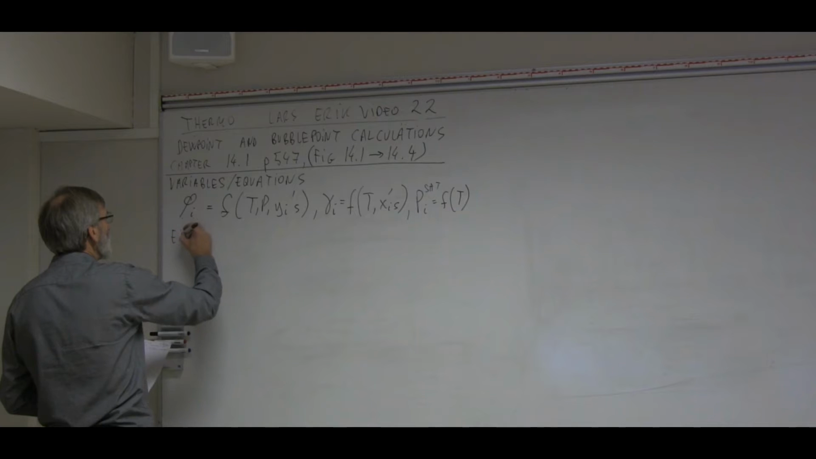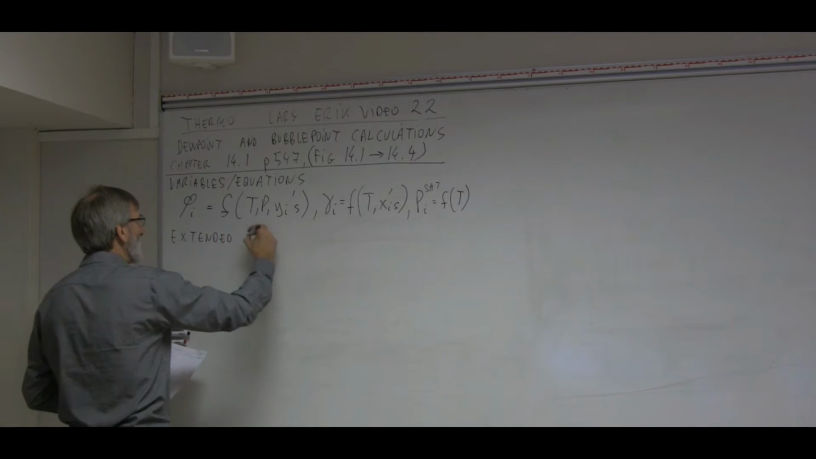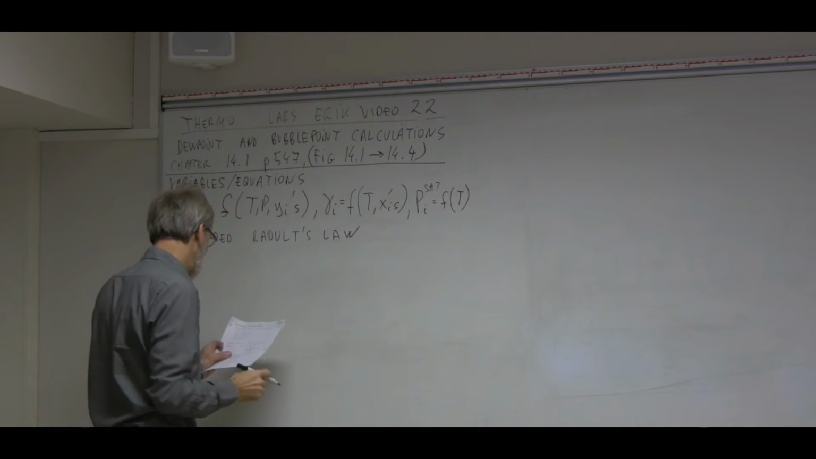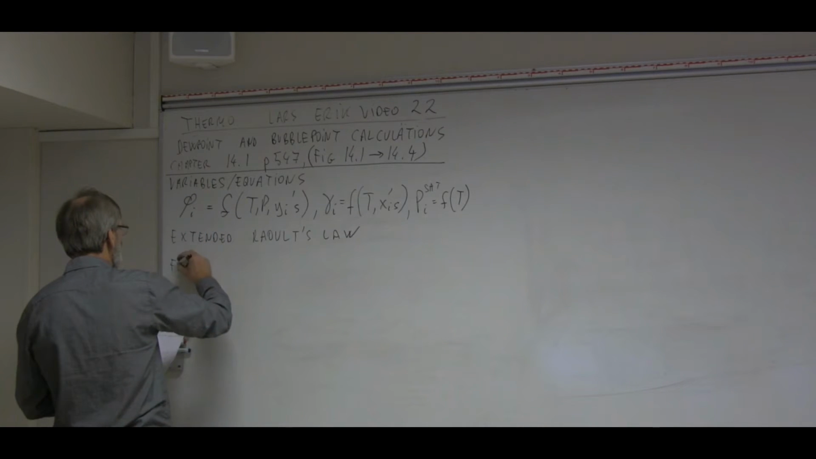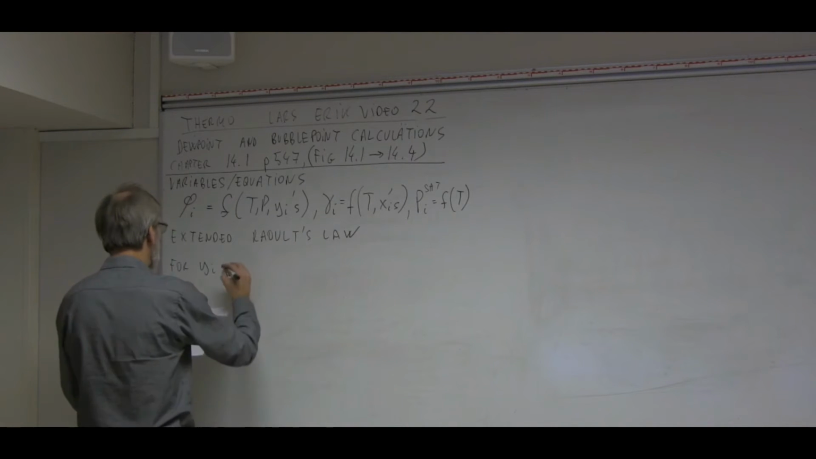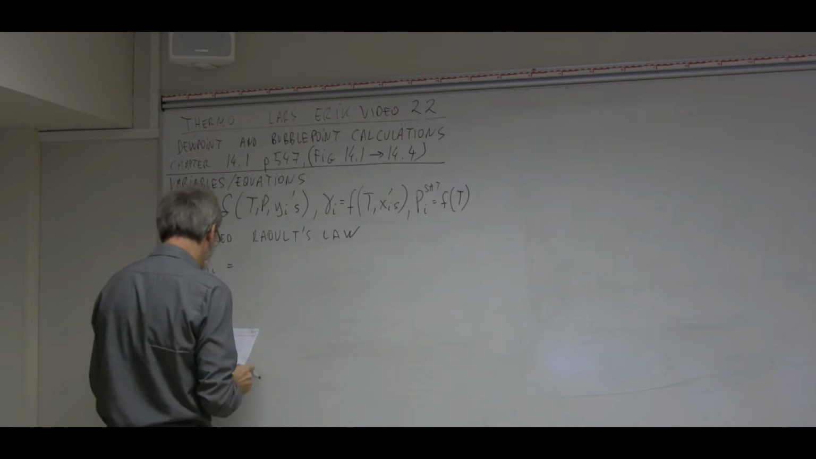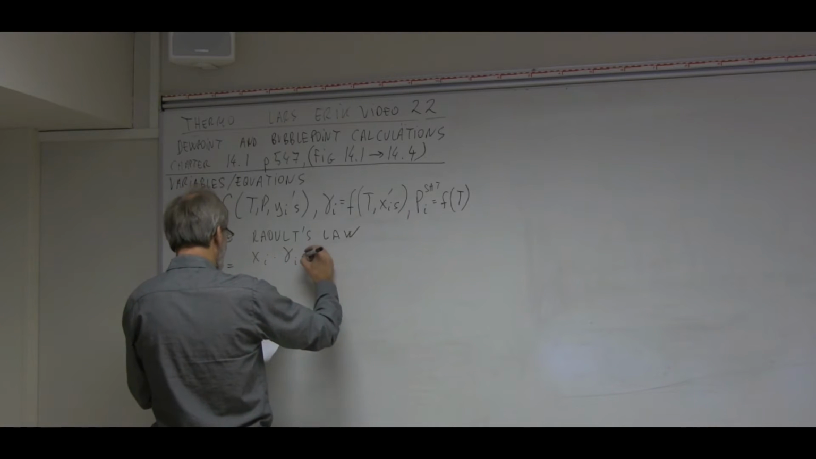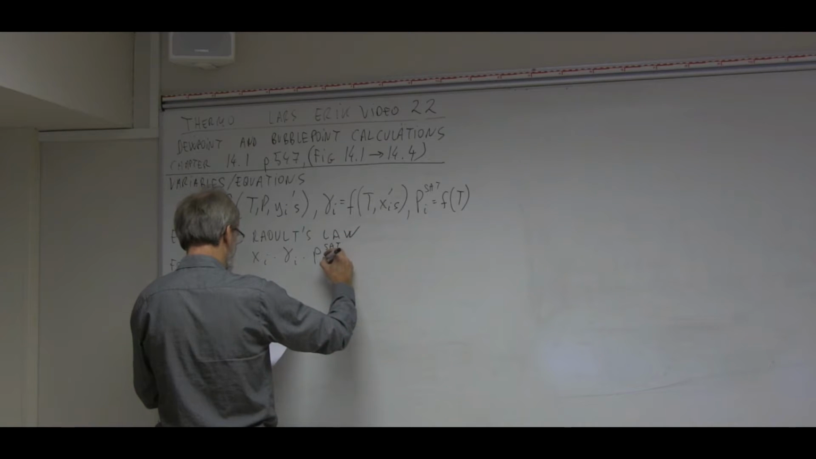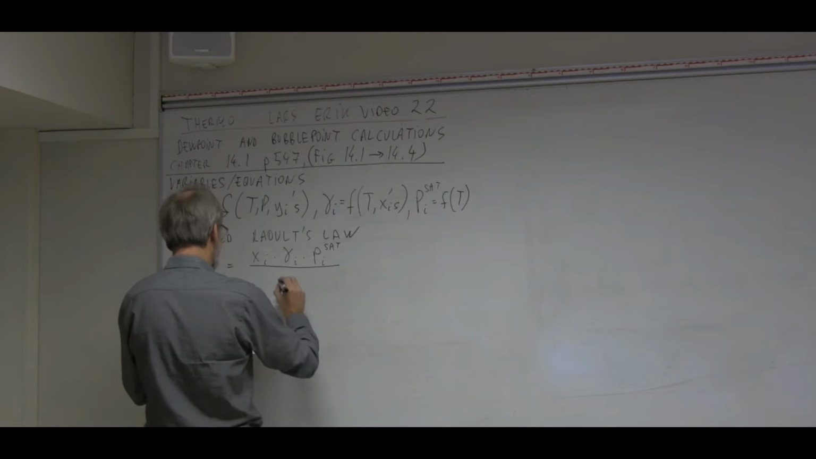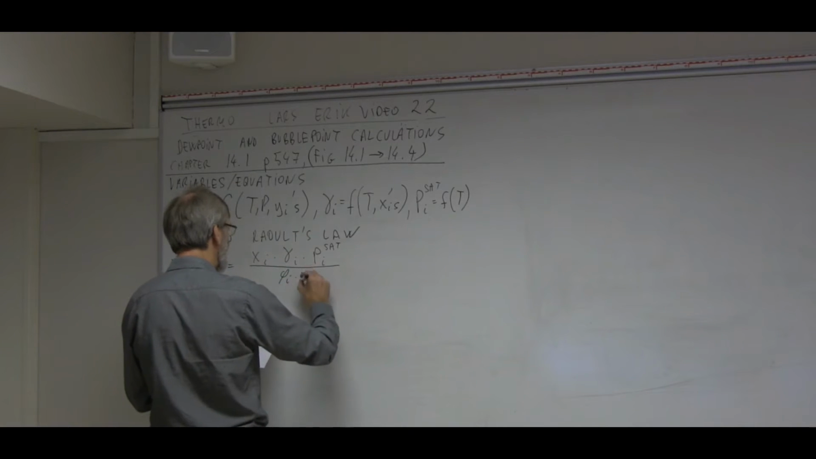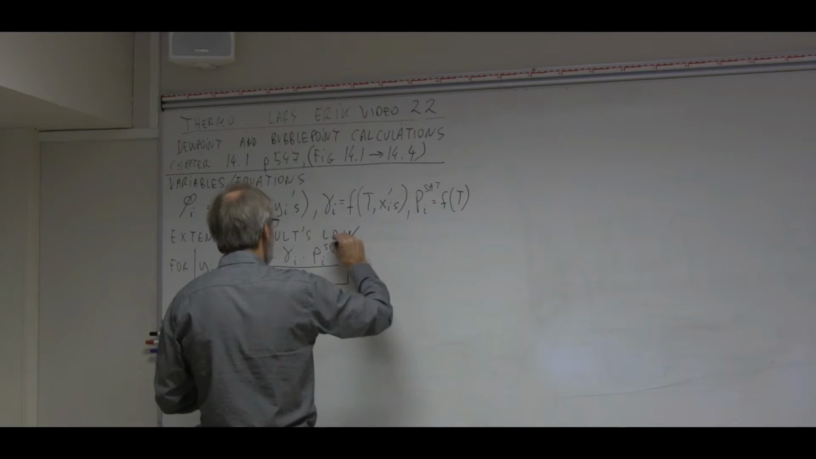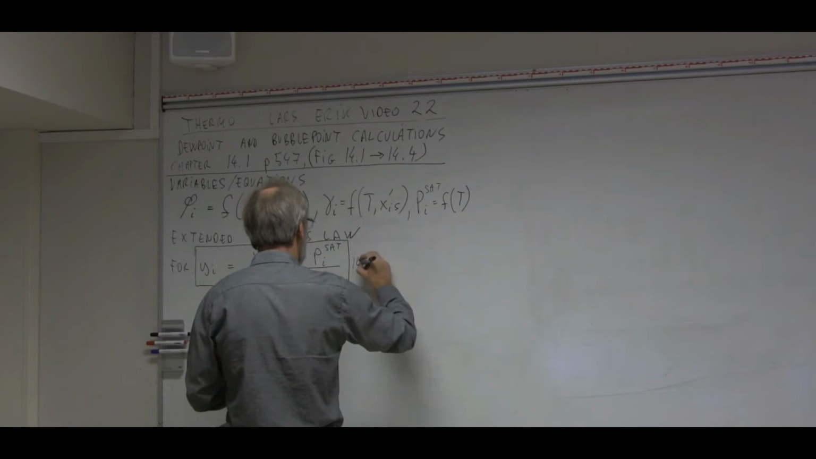Then we make use of the extended Raoult's law, and for yi, that is xi times the activity coefficient times the saturation pressure divided by the fugacity coefficient times the pressure. This is 14.8.